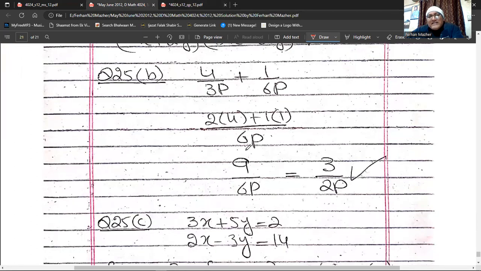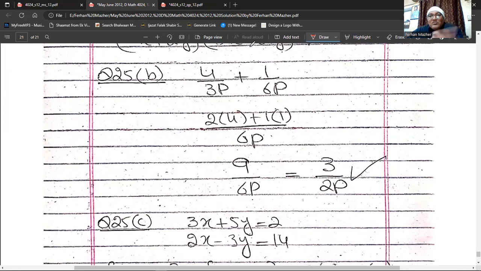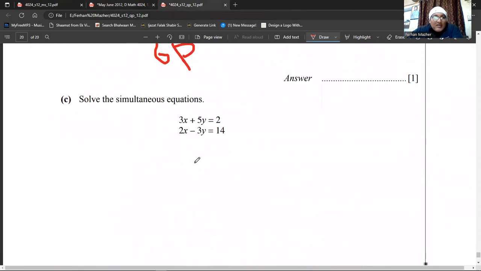So here you see the LCM is 6p. Divide this with this, you get 2. 2 multiplied by 4. Divide this LCM with this denominator, you get 1. So 1 multiplied by 1 will be 1. So it will be 8 plus 1, that will be 9. 9 by 6p. Cancel with the 3. You will have 3 by 2p. 3 by 2p is the right answer, sir. The solution is here in front of you.